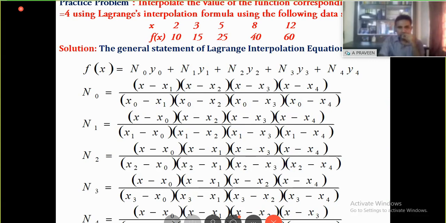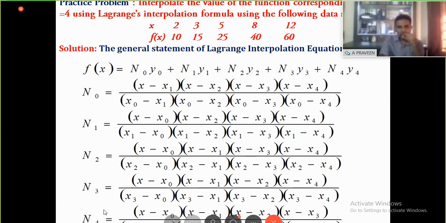Let us say, for this entire data set, I'm suggesting the polynomial f(x) equals N0 y0 plus N1 y1 plus N2 y2 plus N3 y3 plus N4 y4. So you have five terms coming in to connect between. You have polynomial interpolation functions connecting all five terms. You take five polynomial functions: 1, 2, 3, 4, 5.